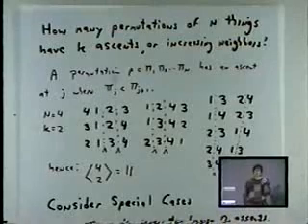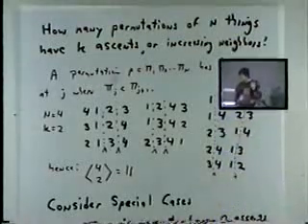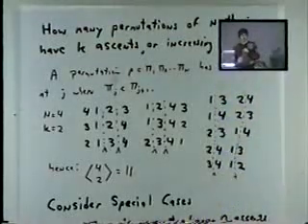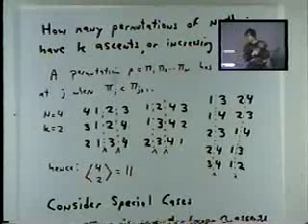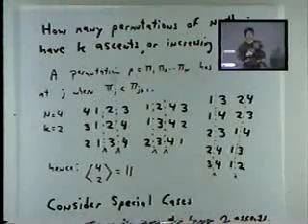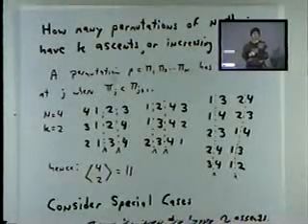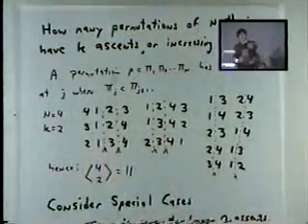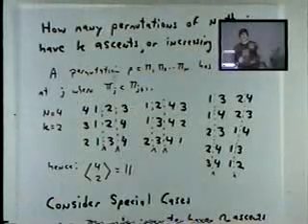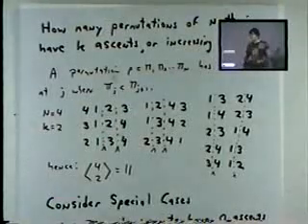What's the maximum number of ascents we can have in a permutation of n things? N minus 1, because it's got to be between pairs. What's the fewest number of ascents you can have in a permutation? 0. How do you get 0? If the permutation was in reverse order, you've got 0 ascents.